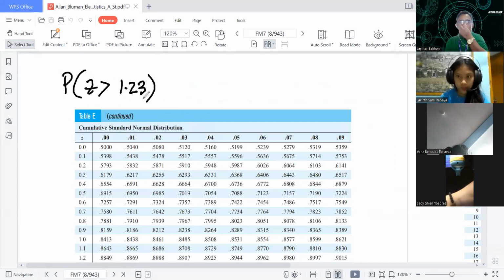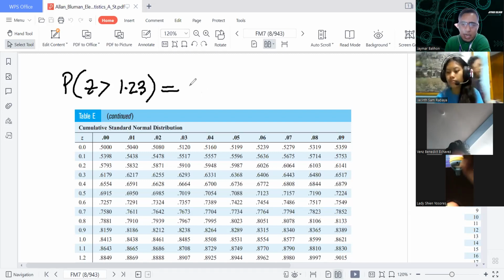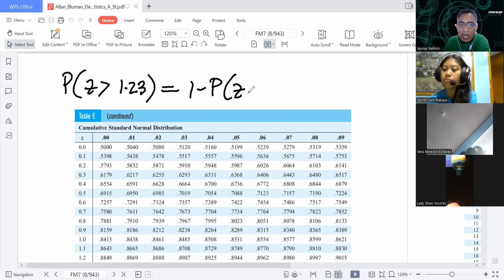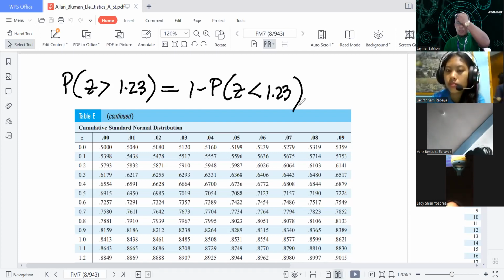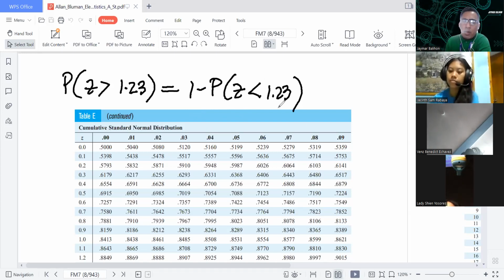So in this case, we cannot use the table directly. Why? Because this is greater than, right? So what we will do is convert this into something less than. And we know that the formula says this is just 1 minus the probability of z less than 1.23. If it is greater than, you can convert it to less than, but you need to have this formula. Now, can we use the table here, Jasen?